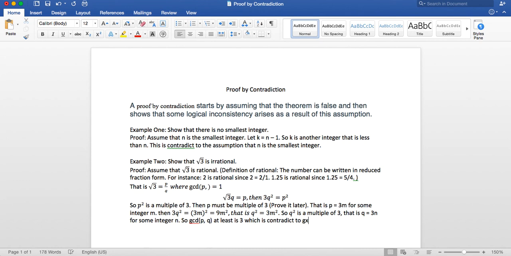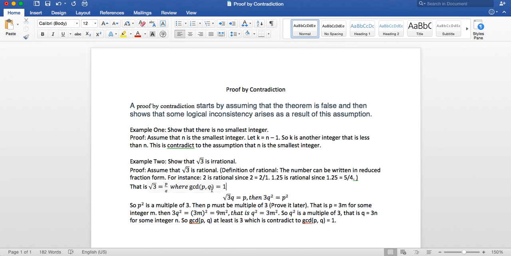GCD of p, q equal 1, because you assume p and q have no common factor. Oh, here I missed q somehow. Okay, the GCD of p, q is 1, because you assume square root of 3 is a rational number, which you can write in the reduced fraction form p over q. Since it's reduced form, that means p and q's greatest common divisor is 1.